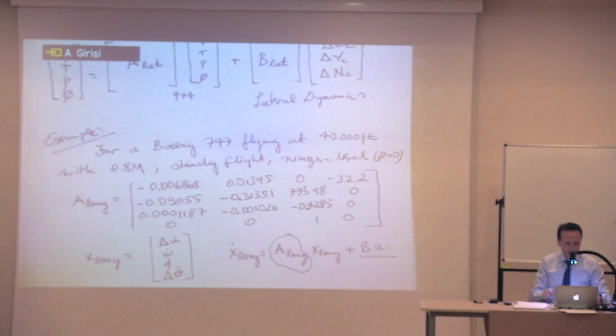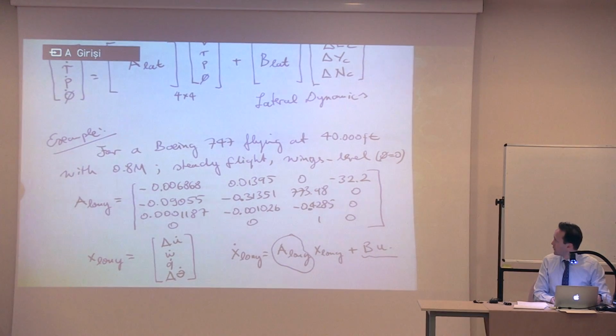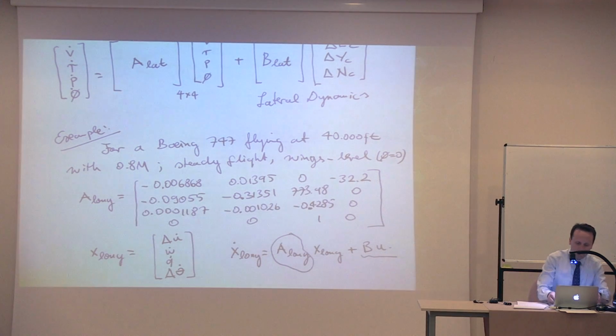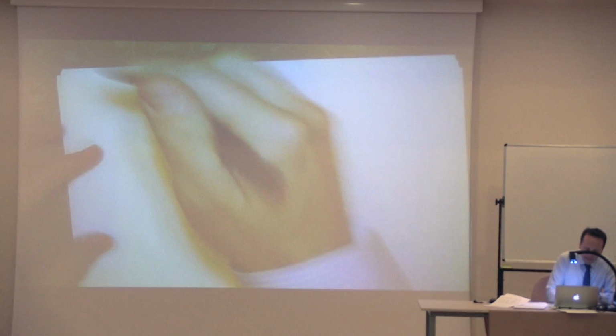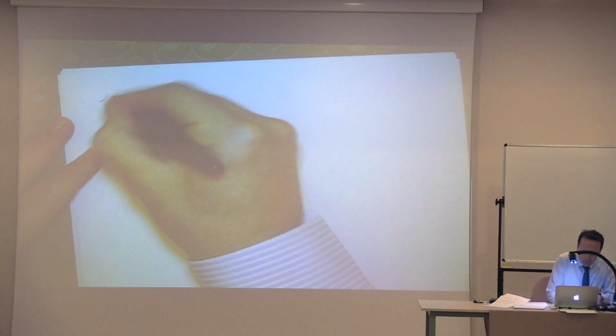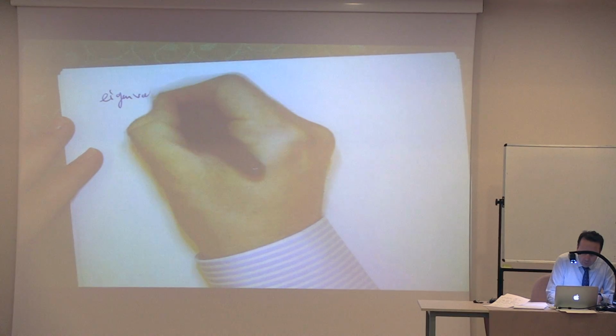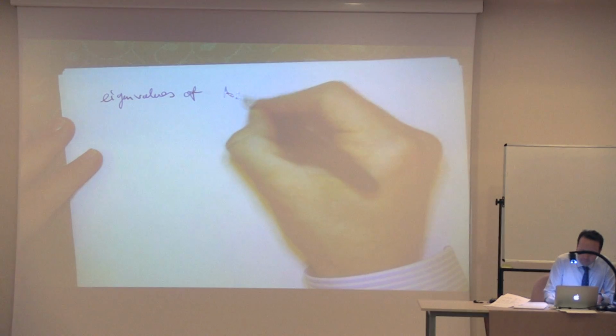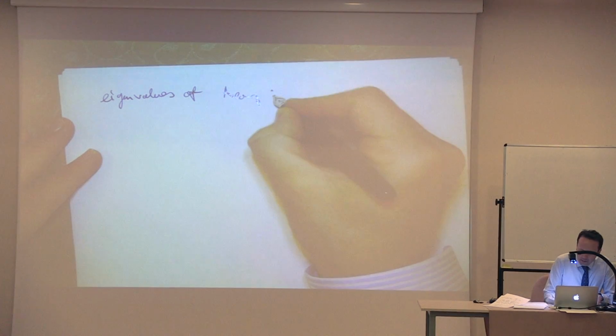Okay, so what were those things? It's basically the eigenvalues of A long, right? That's what we found. So let me put it down on paper. We find the eigenvalues of A long, and they look like this.